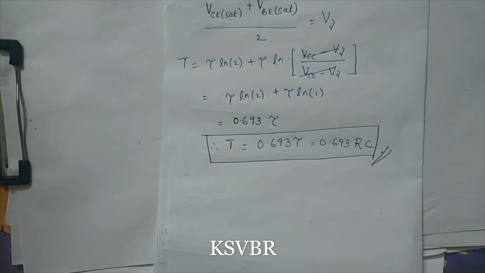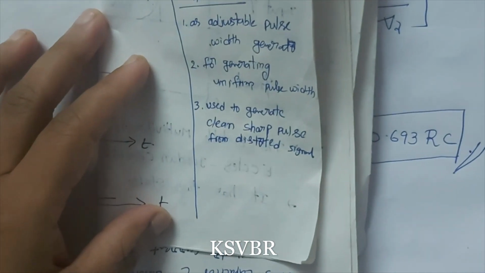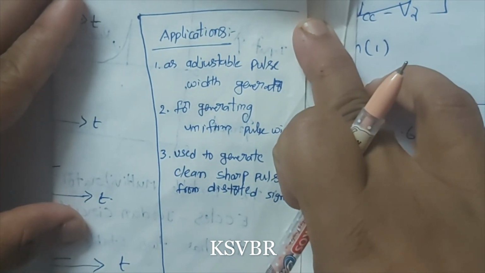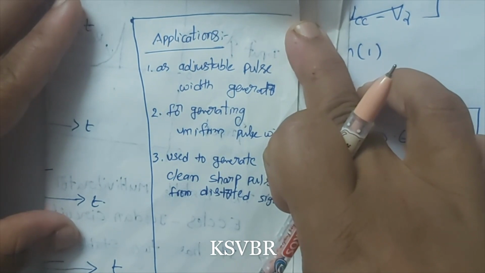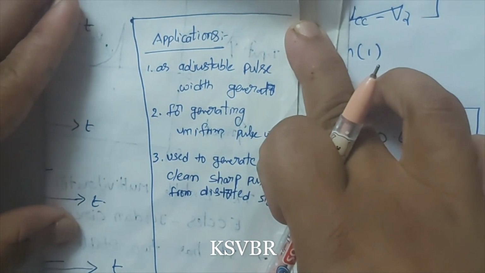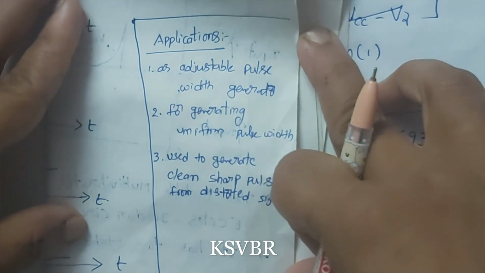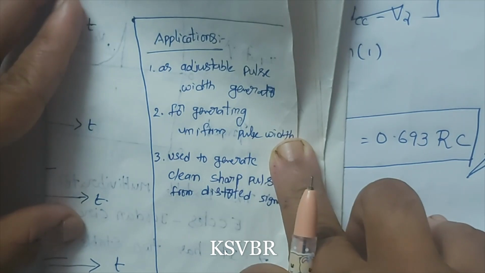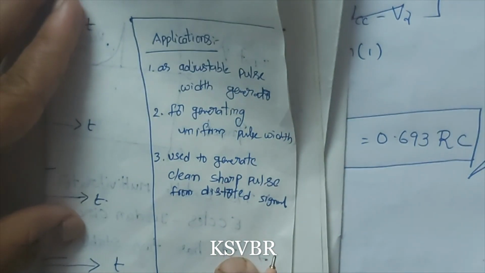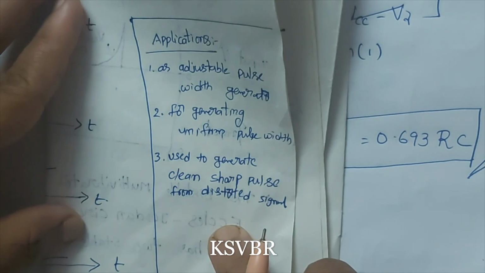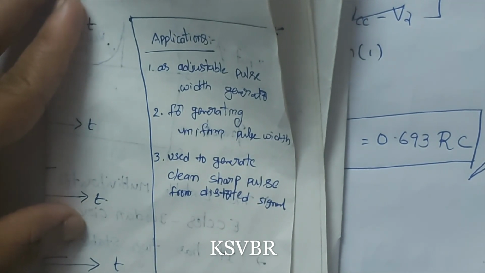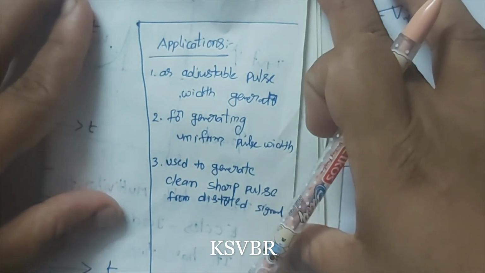See, as this is a monostable multivibrator, it is also called a one-shot multivibrator. Applications: it is used as an adjustable pulse width generator. We can adjust the pulse width by varying the capacitor value for generating a uniform pulse train. In those applications it is used. It is also used to generate a clean sharp pulse from a distorted signal. For many distorted output signals, we can generate sharp pulses. We can modify those shapes also. These are the applications of monostable multivibrators.